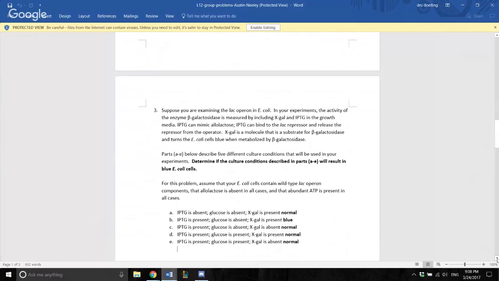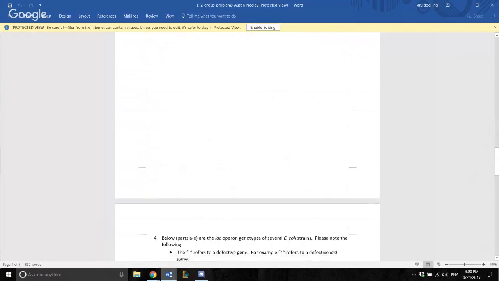It's also normal because the glucose is actually being processed first before it even gets to the lactose that's there. For E, the IPTG is present, glucose is present, and X-gal is absent. It's kind of same-ish. It's going to be normal because X-gal isn't there even though the IPTG is present and the glucose is present. And that is that.